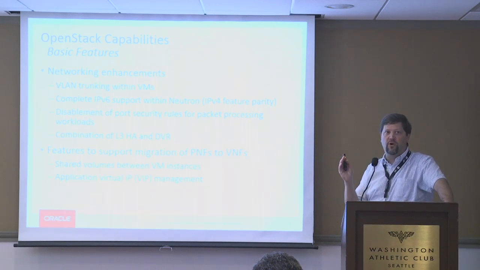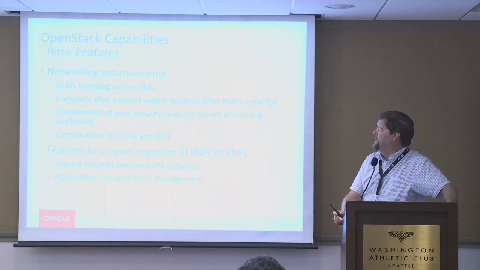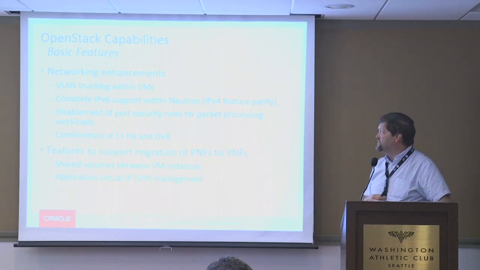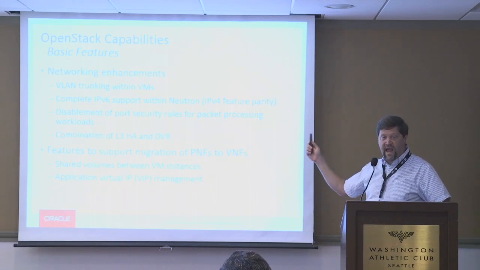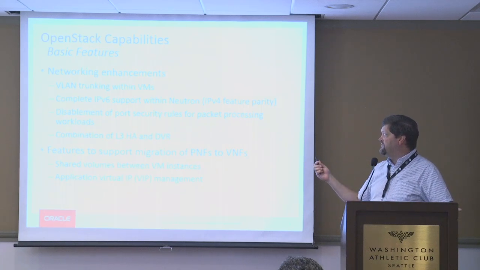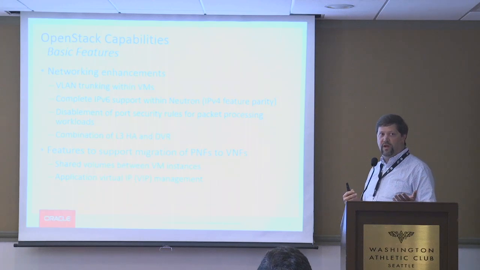And that's very important in the telco world, right? As they're rolling out more and more equipment, there's a lot of service providers that cannot roll out things with IPv4 anymore. It has to be IPv6. So that's going to be a very important thing. Certainly disablement of port security rules for packet processing workloads. That's something that actually went into Kilo, so that's not really a gap within OpenStack, but something that's there today. The combination of L3HA and DVR. So DVR is there to help with the performance bottleneck of the network controller.